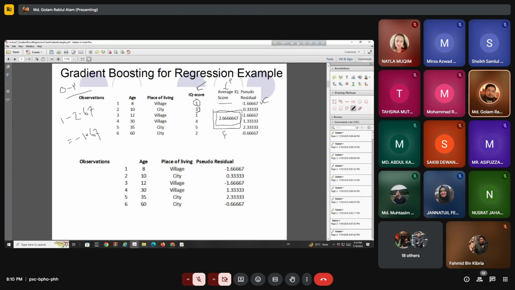Similarly, next is 3 minus 2.67, and we will get 0.33. Here is the 0.33. Similarly, for instance numbers 3, 4, 5, 6, we need to find out the residual values. So these are the shortcomings, the true residual values. Now what we have to do?